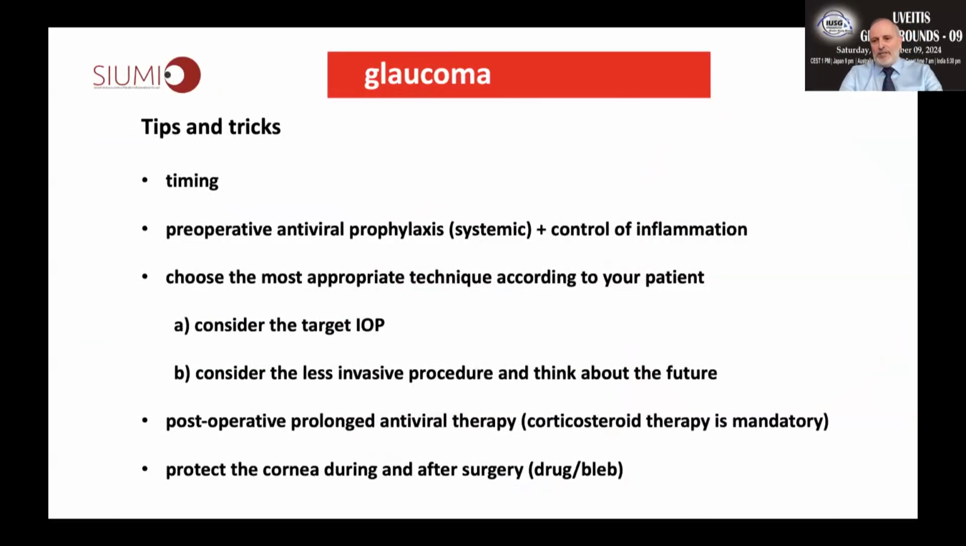So which are the tips and tricks for addressing the glaucoma? Please look at the timing. Consider that the higher the number of drugs you use before the surgery, the higher is the possibility of a filtering bleb failure because of the subtle inflammation of the conjunctiva. You have to use a preoperative antiviral prophylaxis systemically and control the inflammation very well, because inflammation before the surgery can lead to a failure of your filtering procedures.